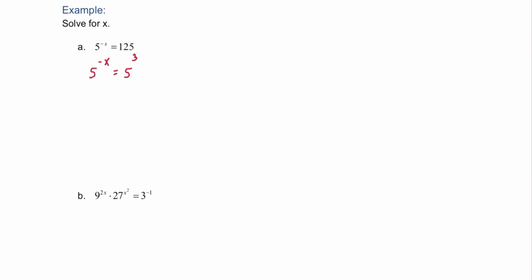If you ever have the same base like this, we can simply remove the base, we can remove the 5, and set the exponents equal. Negative x equals 3. And then simply divide by negative 1, and we get that x is negative 3.